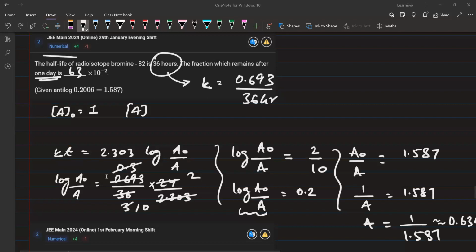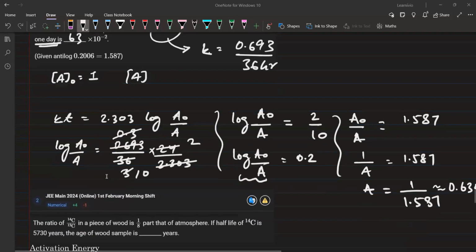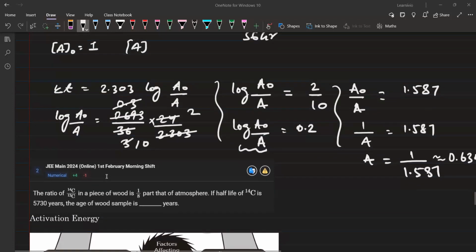Anyone still writing? Those who are writing, please write. Others, you can do this question.